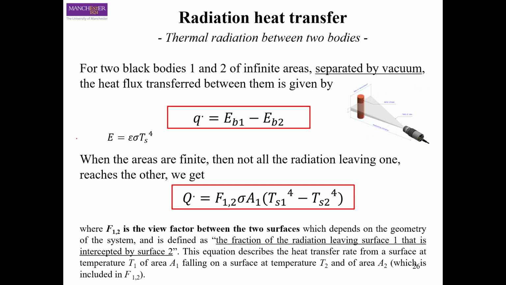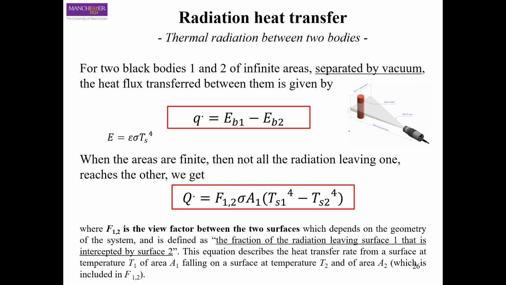So far we talked about single bodies either emitting radiation or absorbing radiation, okay? But what if we are looking at two different bodies? For example, one body is emitting and the other body is absorbing, or both bodies are absorbing radiation. So what is the relation?